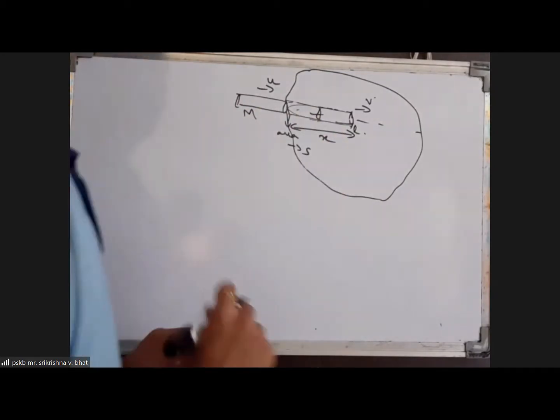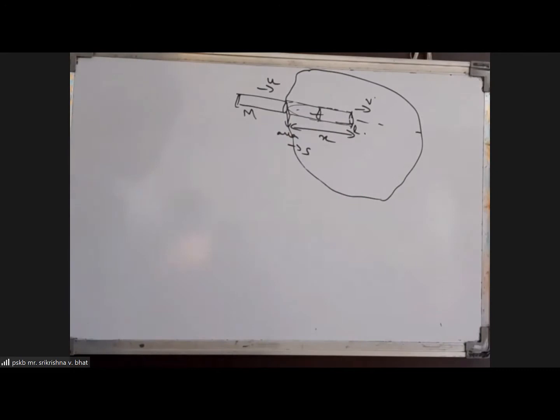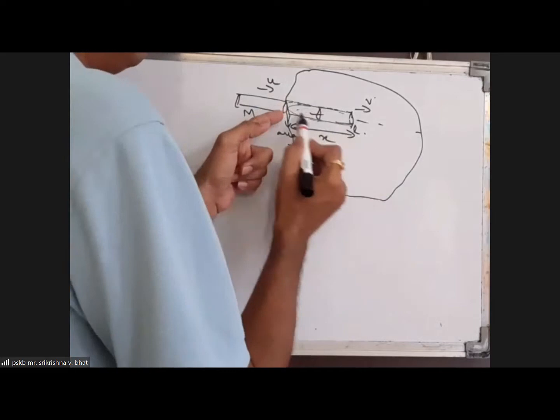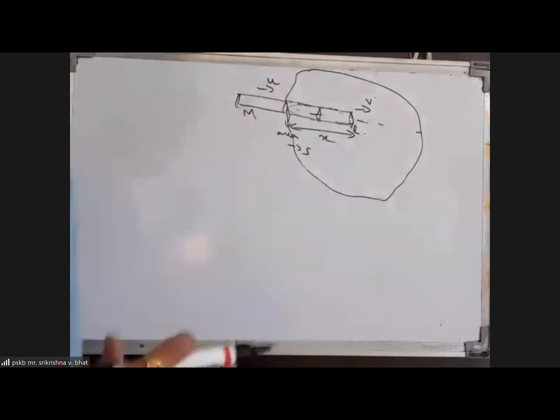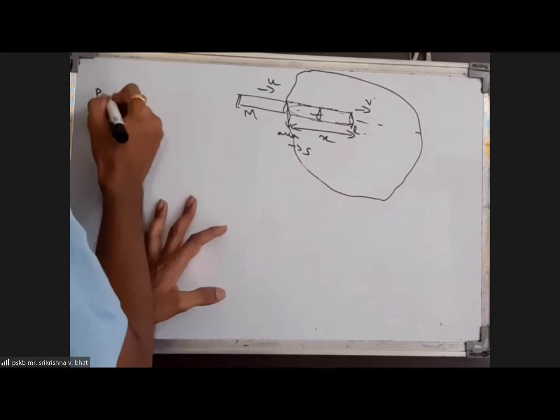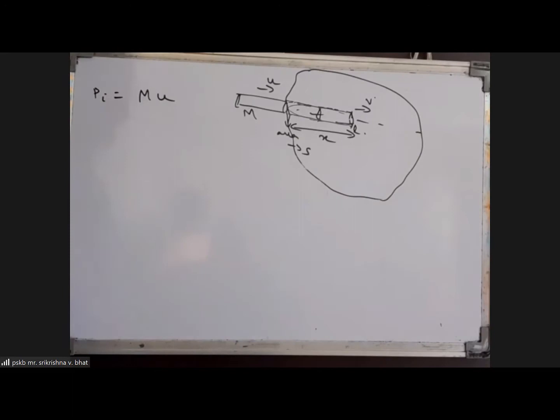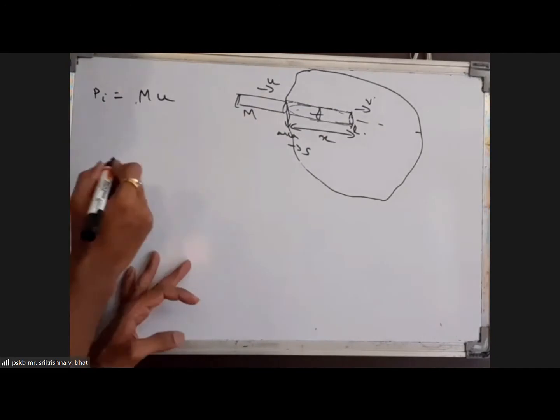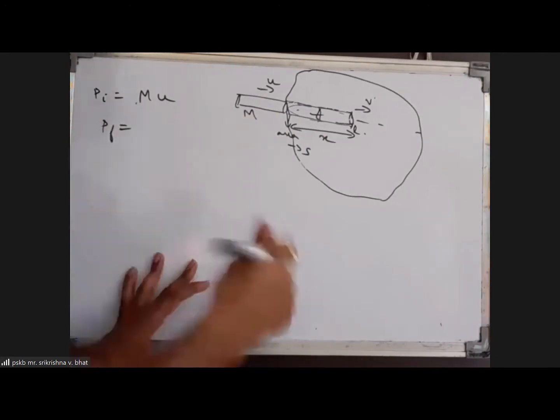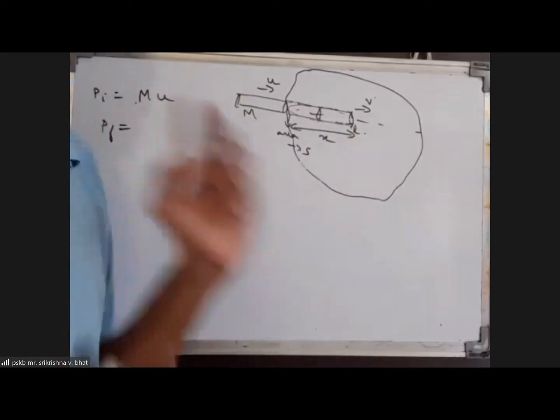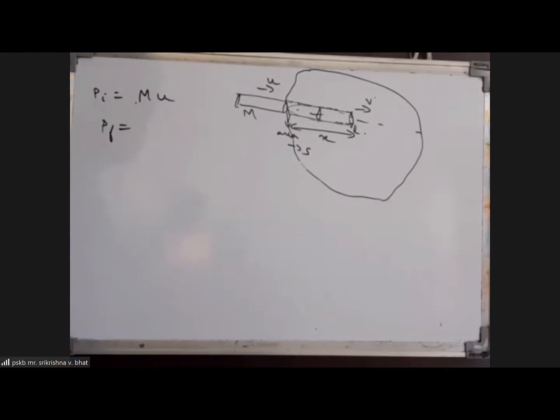So if you consider your system as the cylinder plus this whole lot of particles of the cloud, then the initial momentum is just M into u, because all these particles of the cloud may be assumed to be at rest. Final momentum can be considered to be the momentum of the cylinder plus those particles which have got stuck to the cylinder and remain along with it.